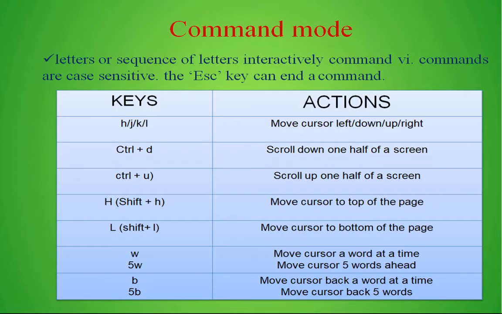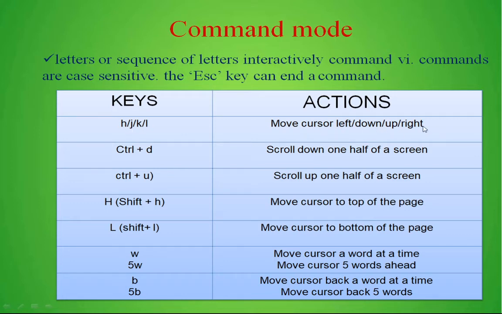Then next, the command mode. In the command mode, letters or sequences of letters interactively command the VI commands, and these are case sensitive. The escape key can end the command mode. For example, if you are in the command mode and you press H, J, K, L, any one character out of these, it is going to move the cursor left, down, up and right. H is for the left, J is for the down, K is for the up and L is for the right.